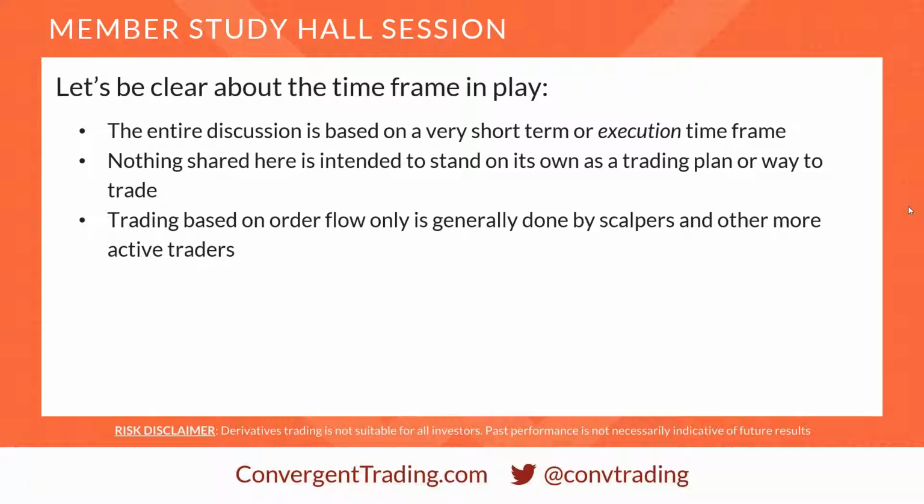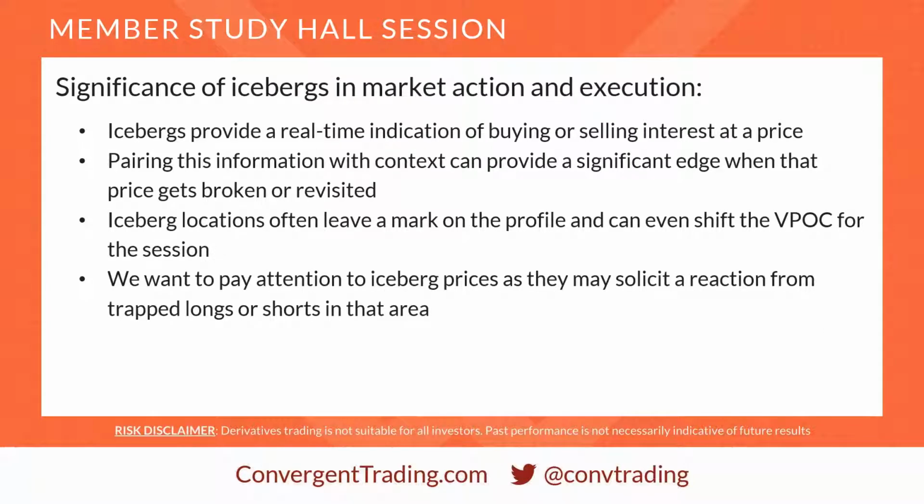So this information needs to be understood in the framework of I'm about to execute and I'm looking for artifacts or certain features in the order book or in the market in order to execute against. Nothing shared here is intended to stand on its own as a trading plan or way to trade. Trading based on order flow only is generally done by scalpers and other more active traders. But this information is still useful because it can help us refine our execution.